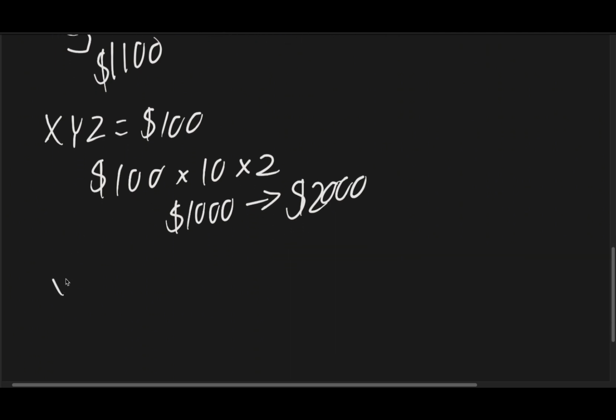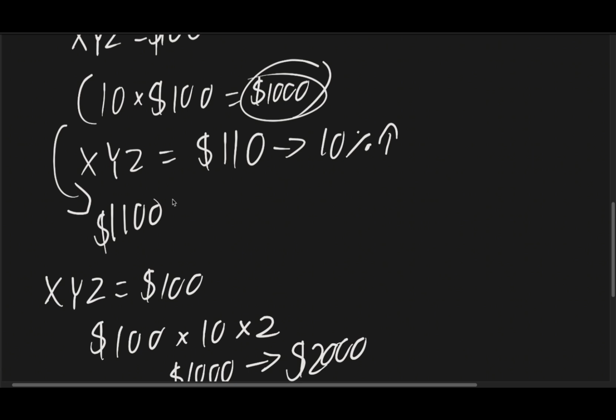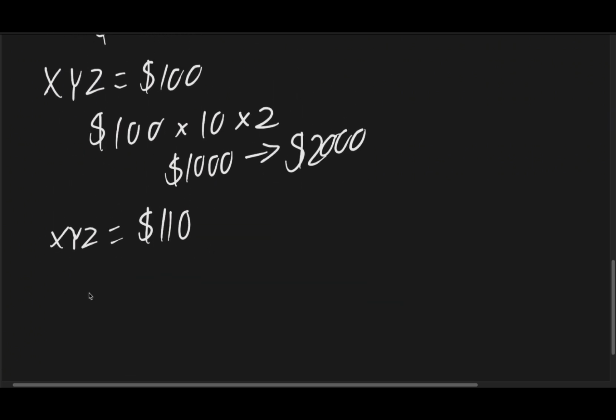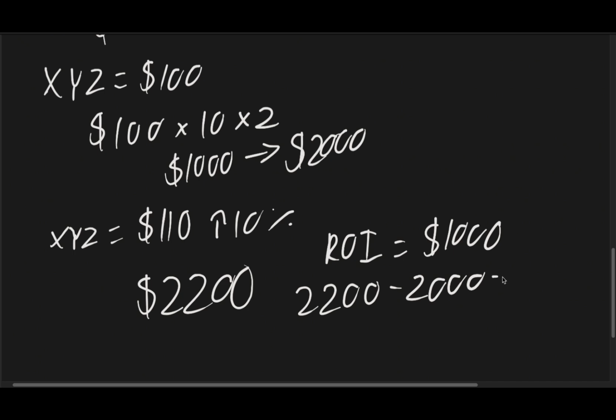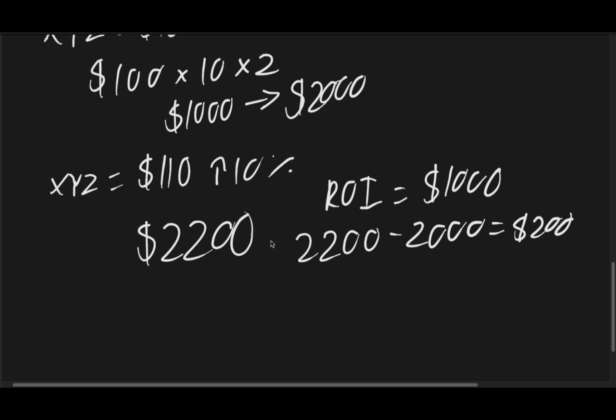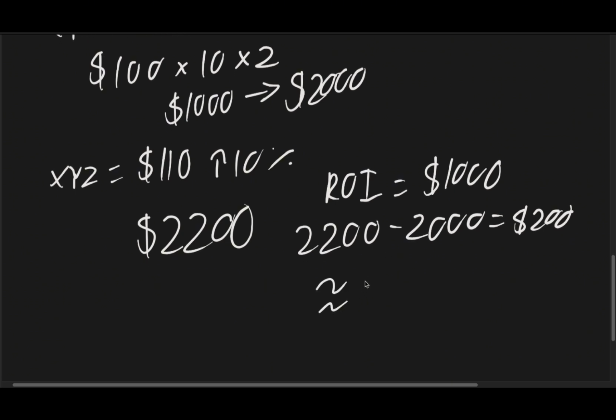So I'll explain it. Let's say XYZ goes to 110. Your return is not just $100 like in this example. Your return becomes $200 because your stock went from $2,000 to $2,200 because of this 10% up. So effectively, from your original capital, which was $1,000, you gained $2,200 minus $2,000, which was $200, and this is 20% of this. So you effectively gained a 20% return.